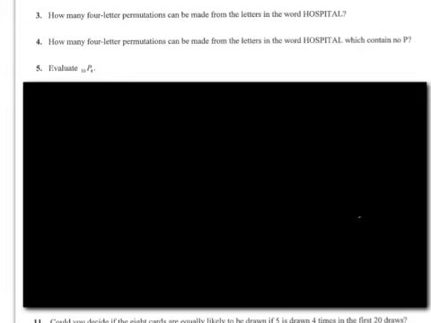Number 4 is an extension of this problem. Again, the word hospital has 8 letters in it, but now I want to do a 4-letter permutation where no P can be used. So a 4-letter permutation. If I can't have a P, that means I only have 7 options for letters now. So I do 7, 6, 5, 4, and that's going to give us 840. Or you could do 7 nPr 4 on your calculator, and get the same answer for that.